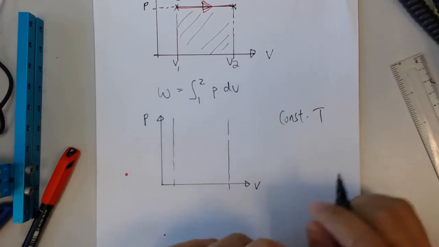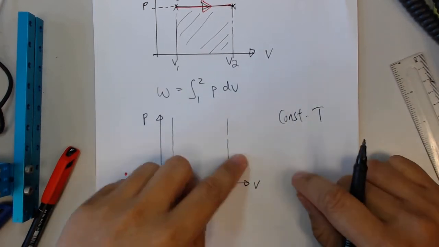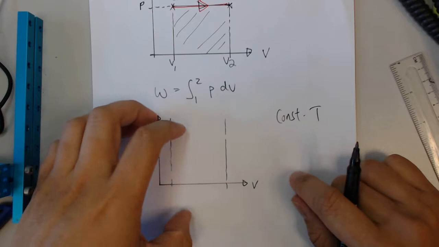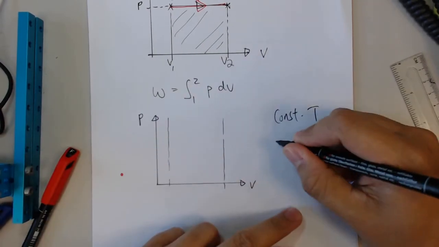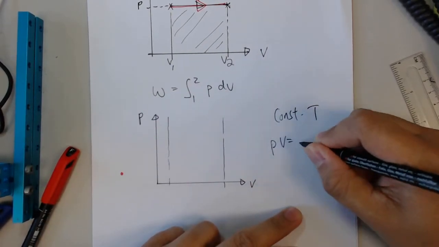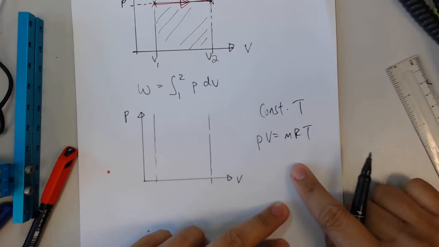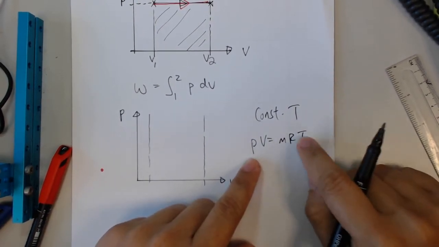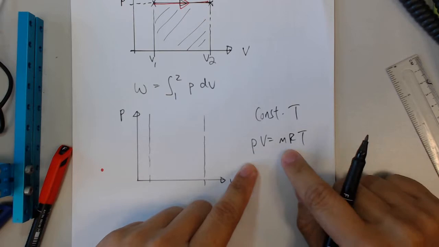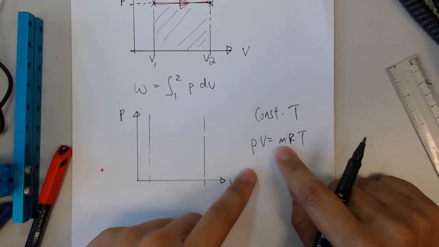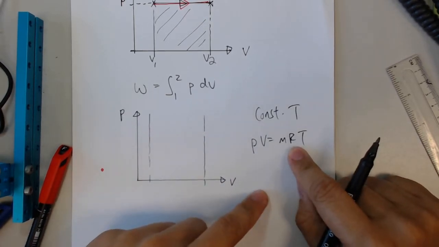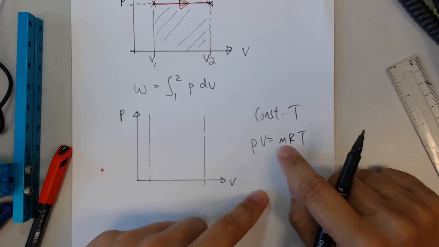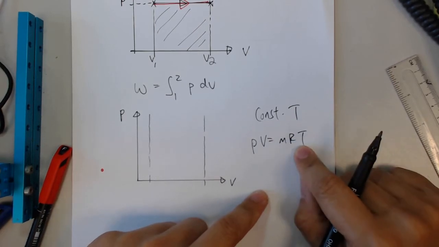temperature process. How does a constant temperature process look like in the PV curve? In the PV graph, you know that PV equals mRT, right? So if temperature is constant, so this T is actually constant, and we know that if we look at a closed system, the mass doesn't change, the gas constant also doesn't change. So this whole term on the right side, mRT, is actually constant.